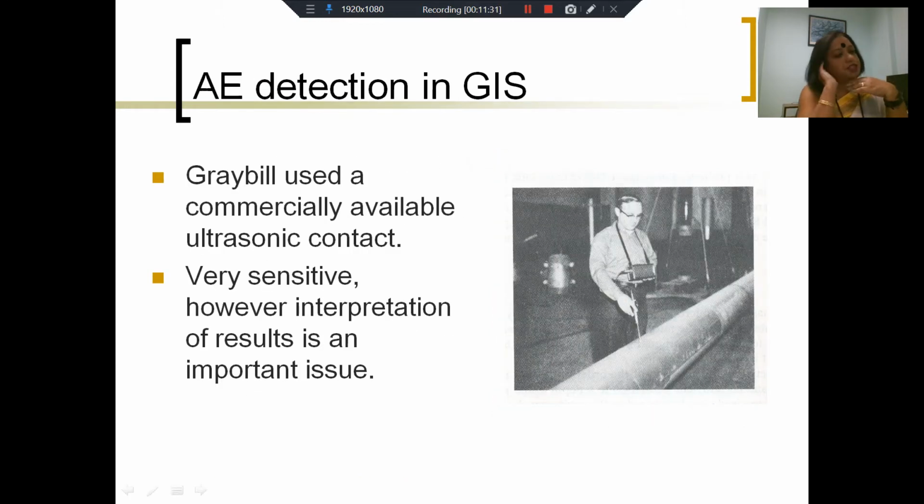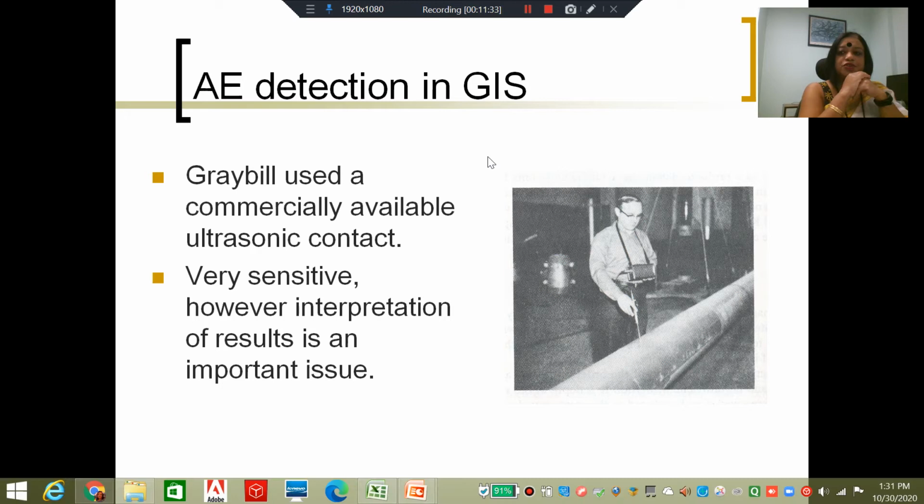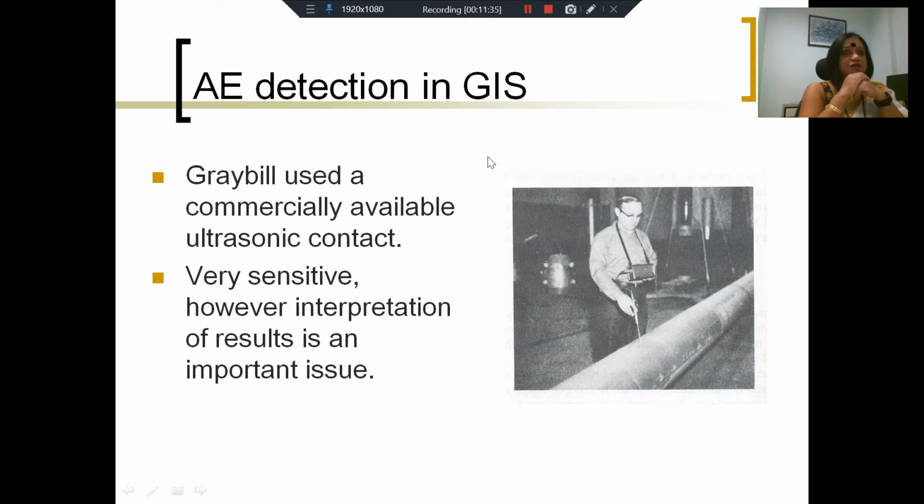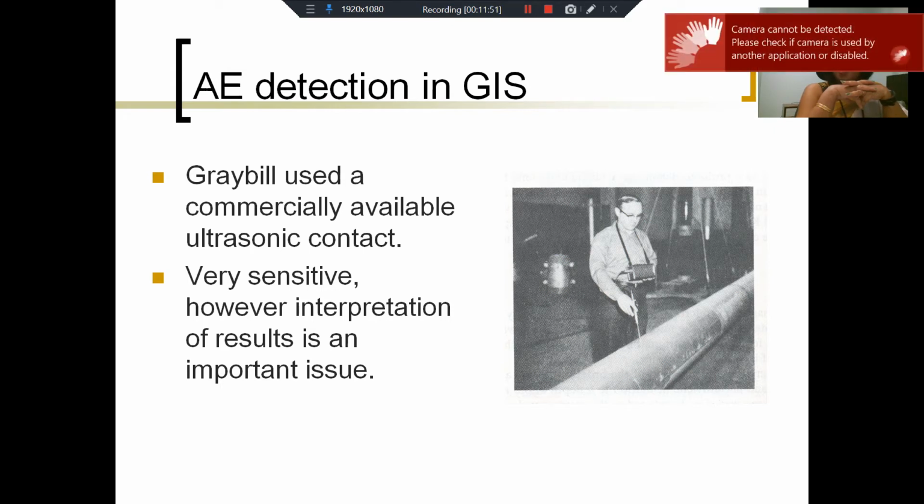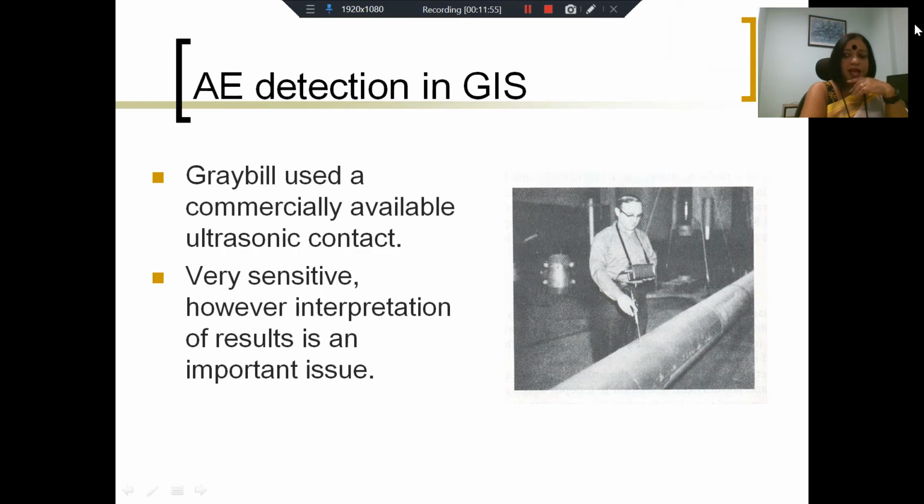Now, acoustic detection techniques came to be used with the advent of GIS. What are GIS? GIS are gas insulated substations. Where you have the air insulated substation, air plays the role of the insulating medium. Now, the advantage of air is that it is free and abundantly available, but you also need to provide large clearances, and especially with the kind of voltages that we are talking about these days, space is at a premium.